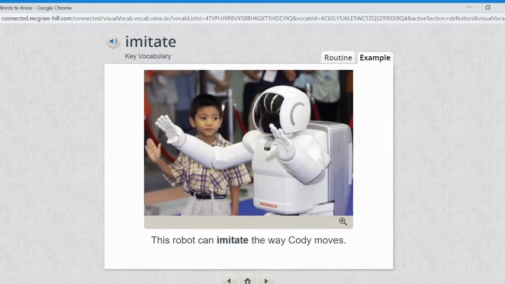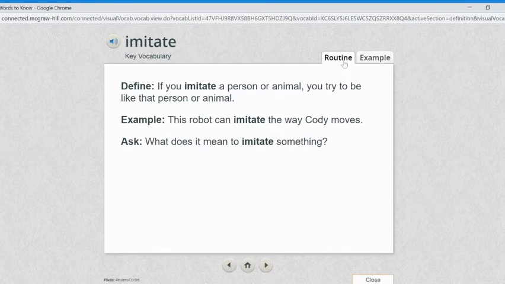Our next word is imitate. A robot can imitate the way Cody moves. To imitate, if you imitate a person or animal, you try to be like that person or animal. This robot can imitate the way Cody moves. What does it mean to imitate something? You might say copy or mimic.